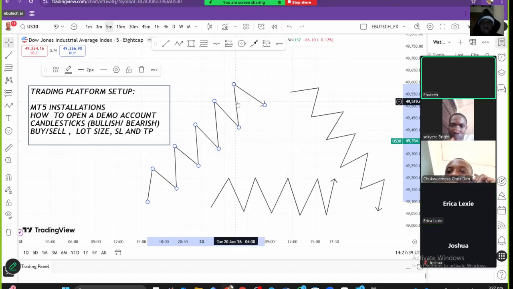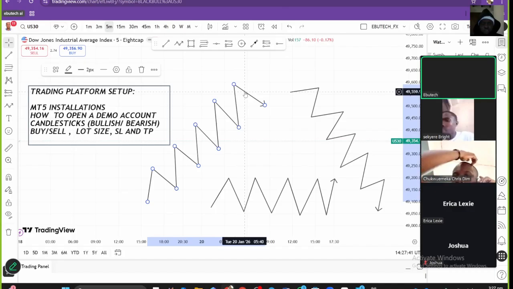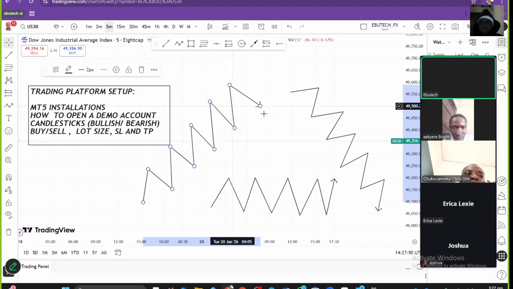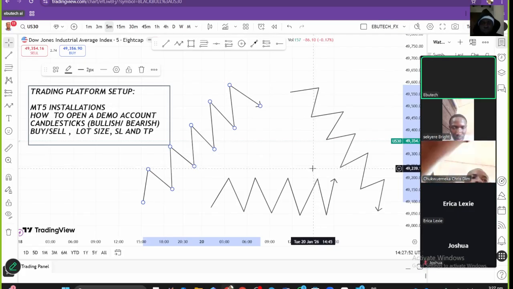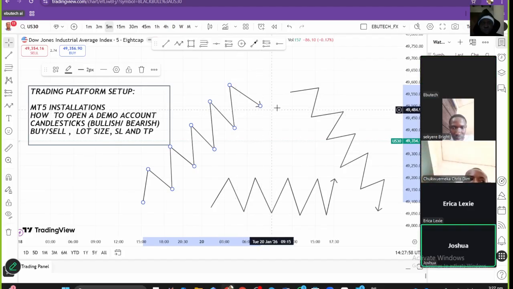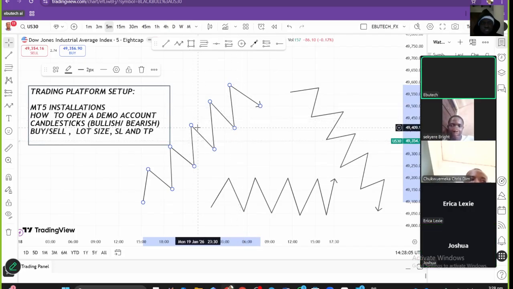Is it bearish or bullish? Bullish. Okay. Joshua, up to you. What is the direction of this market? And what's the name and where is the market heading to? When you see this in the market, what is it signifying?